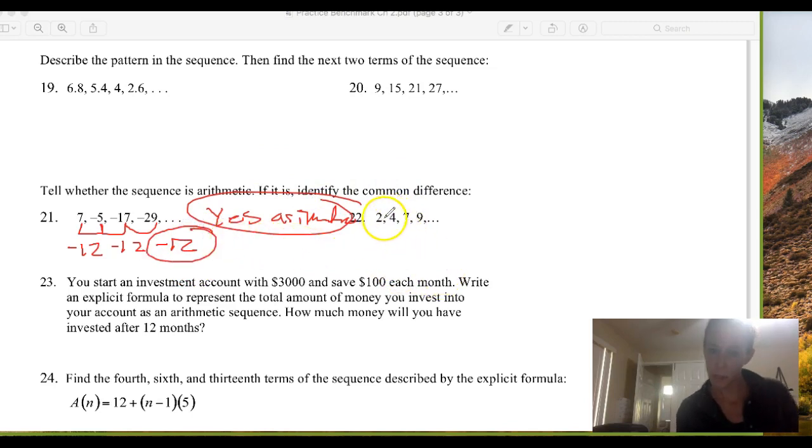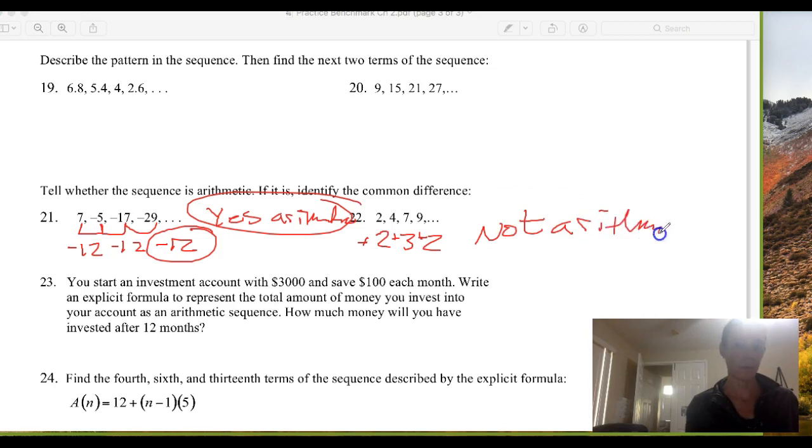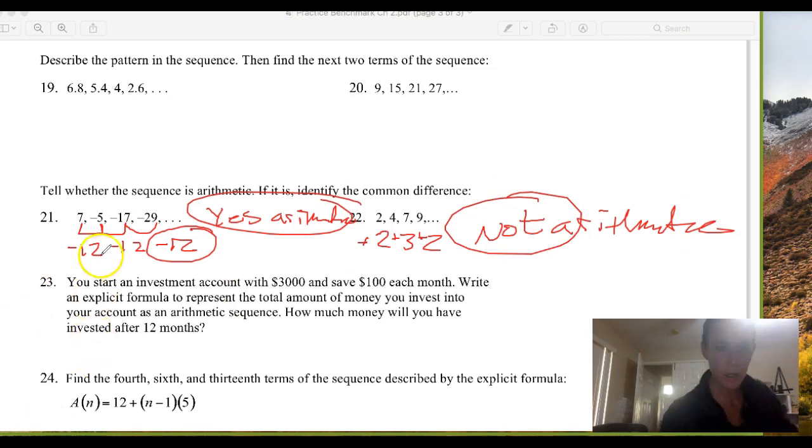Okay, let's check this one. To get from 2 to 4, I would add 2. To get from 4 to 7, I add 3. To get from 7 to 9, I add 2. Well, I added 2, then I added 3, then I added 2. So does this have a common difference? No. So it's not arithmetic. All right, that's a no. Okay, let's go to 23.